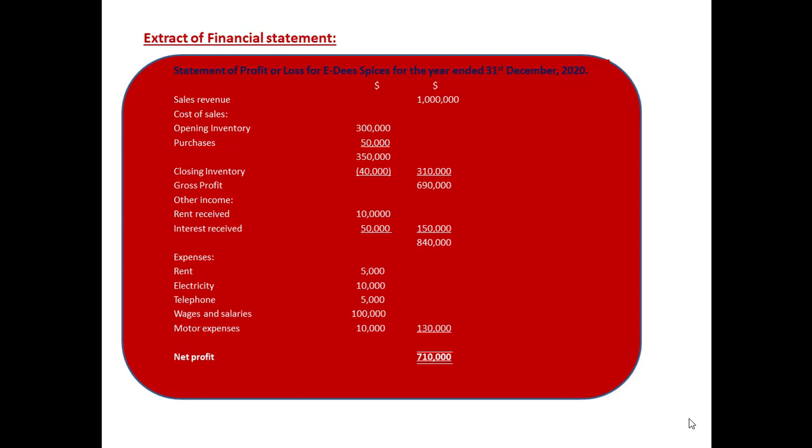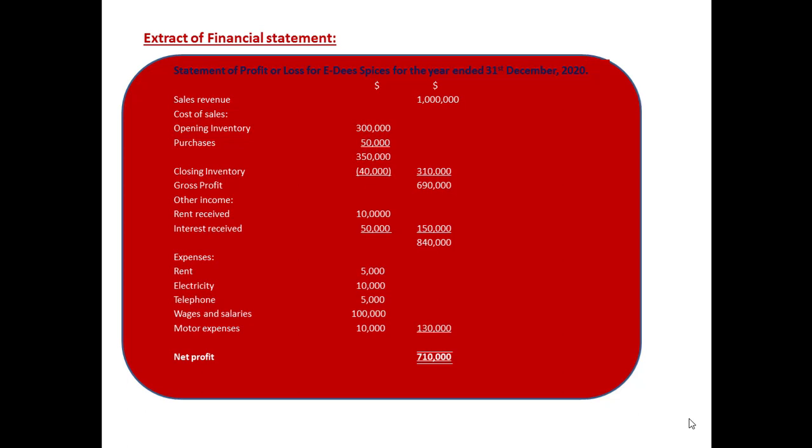So when you take the cost of sales out of the sales revenue, you get $690,000. That is the gross profit. Then you have other income. When we get to the element, you understand all these terminologies. So you have rent received, interest received. You add it up to become $150,000, and because it's an income, you add it to the gross profit, giving you $840,000. Then you bring in the expenditures. You have rent, you have electricity, you have telephone, you have wages and salaries, you have motor expenditures.